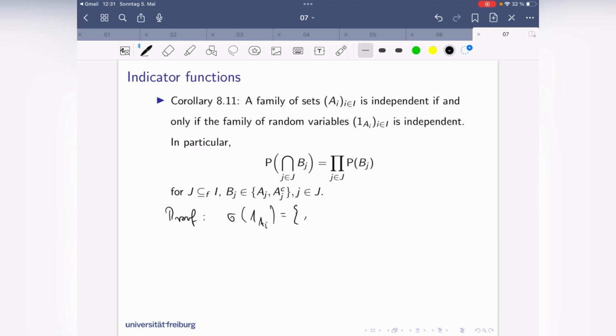That's A_i itself, but it's also the complement, and it's also the empty set, and it's also the full space omega. Because the pre-images of this function here: the pre-image of 1 is A_i, the pre-image of 0 is the complement, and well, empty set and whole space you need anyway. So what this says is, if I can use the A_i's, I can also exchange the A_i's by their complements or empty sets or the whole thing.